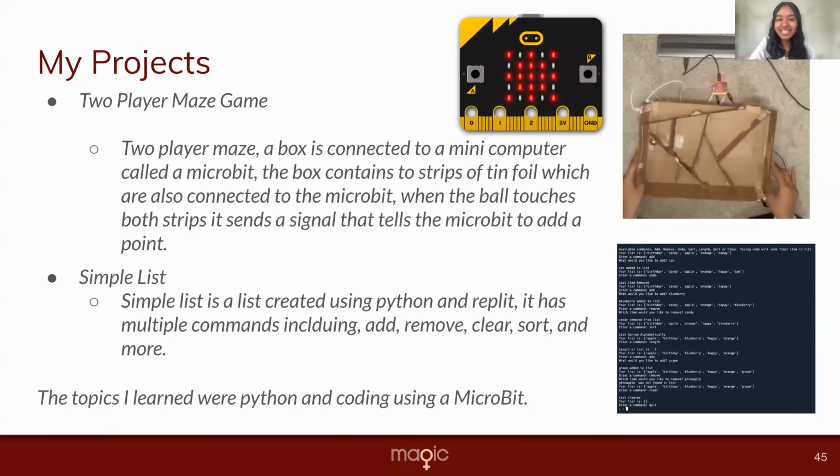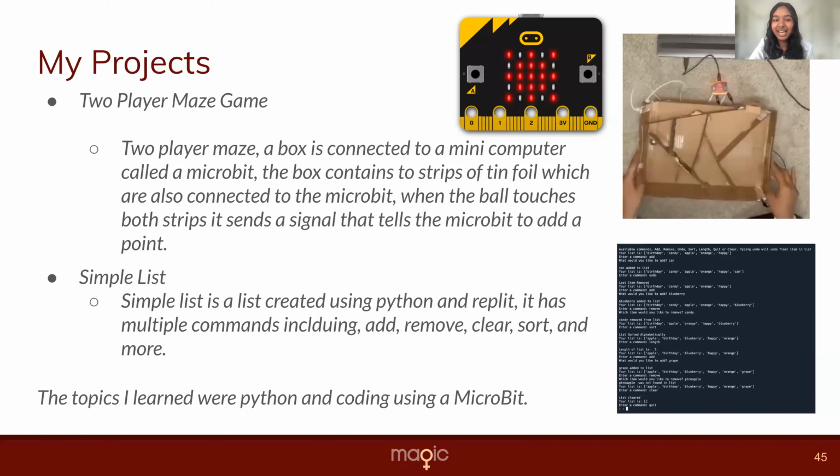The maze game can be a single-player or multiplayer game. Two pieces of tinfoil are located at the end of the box, as you can see in the picture on the side. These pieces are connected to a microbit, which is basically a mini computer, by wires. However, the two tinfoils do not touch. When the metal ball comes in contact with both strips, it completes a circuit, sending a signal to the microbit.